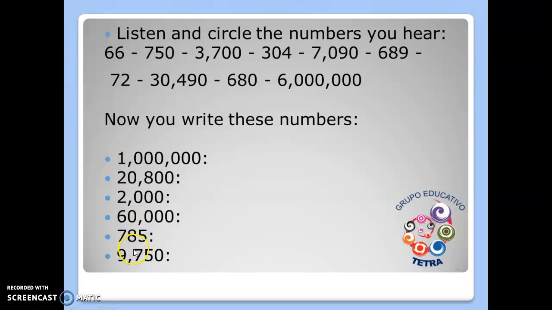You have these numbers. Write the number and how to write it in your platform.